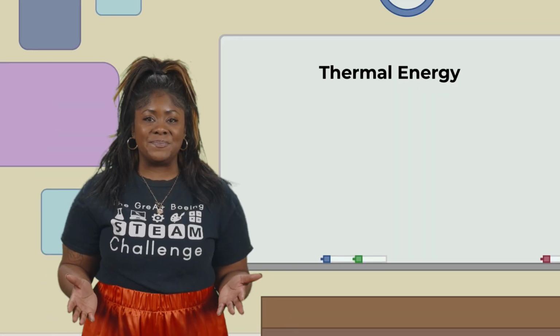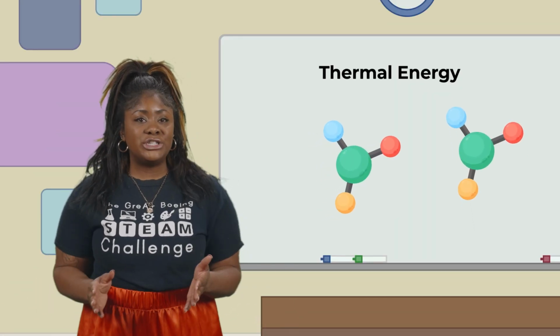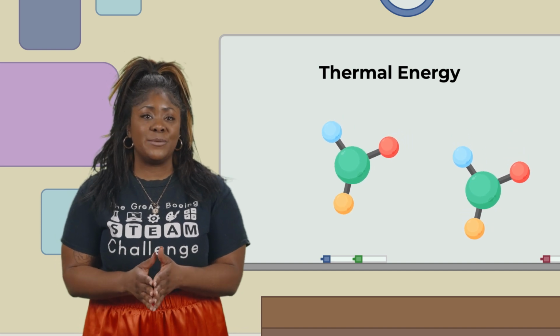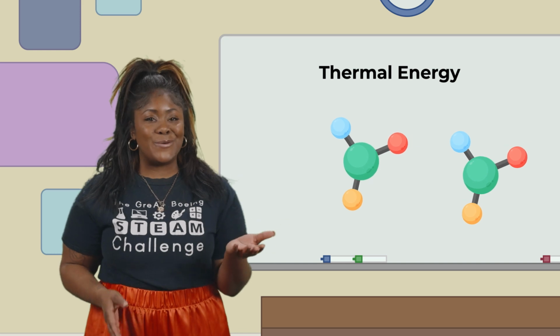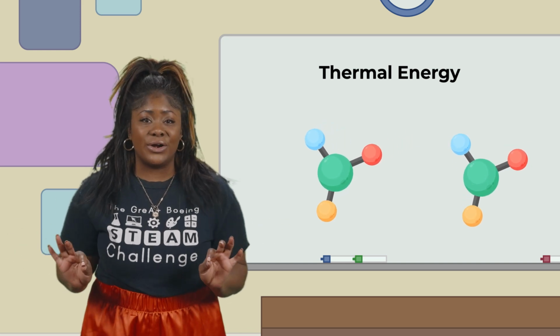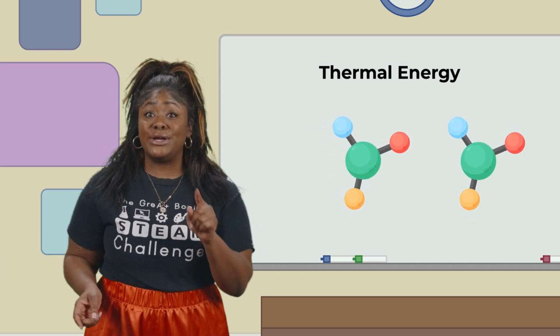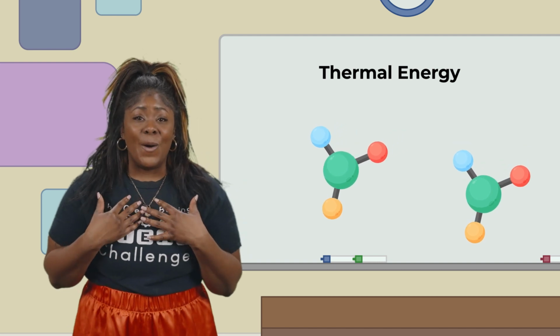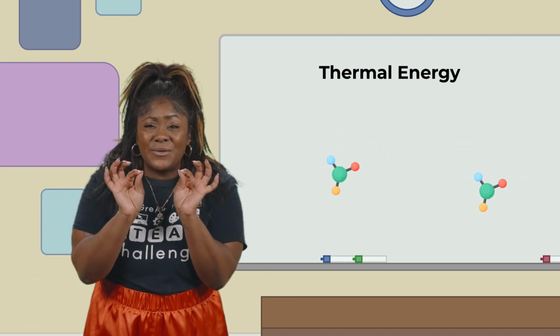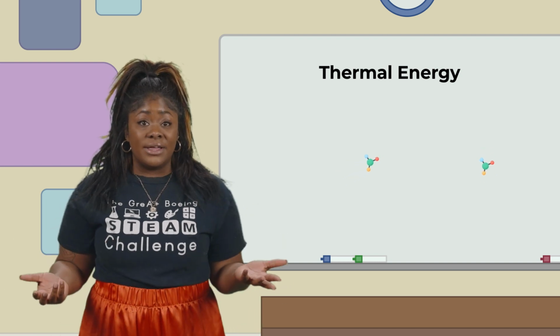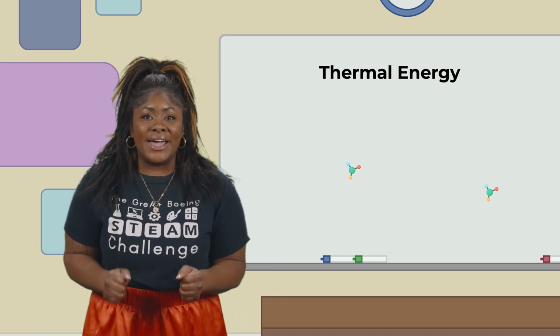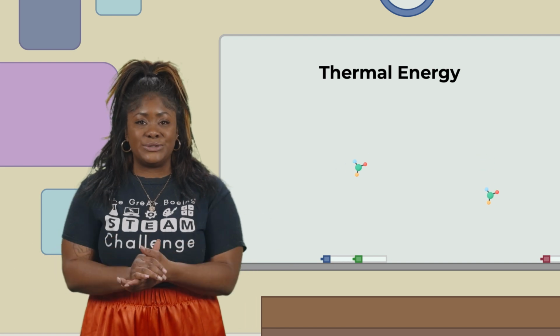Thermal energy is the energy an object has because of the movement of its molecules that tells us if something is hot or cold. Everything on Earth is made up of molecules, including you and me. Molecules are very, very, very small and always moving. The more they get excited, the more they move. Energy is the ability to do work.